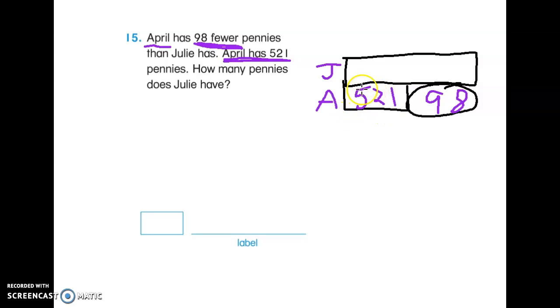There you have it, boys and girls. You add these two together to get Julie's big one. The comparison bars are really helpful for lining that out. When you read this, if you thought that you should subtract because of the word fewer, you should be drawing pictures to help you. So then you're going to add your two numbers. So 521 plus 98.